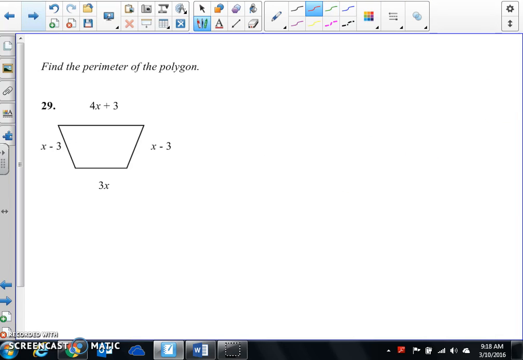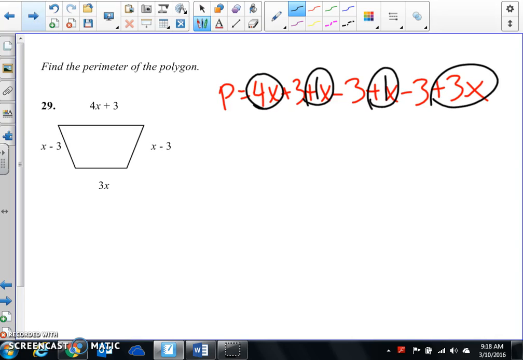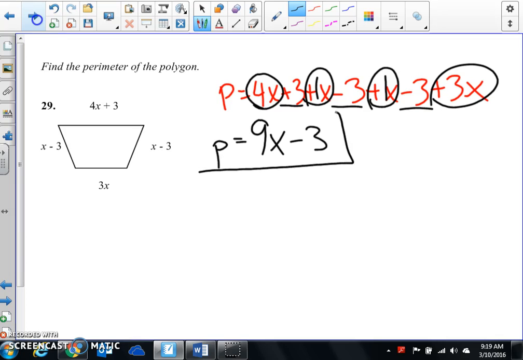And then finally, perimeter. Perimeter, you add up all the sides. So this is perimeter equals 4x plus 3 plus x minus 3 plus x minus 3 plus 3x. All I did was add up all the sides. Now I combine like terms. 4x plus 1x plus 1x plus 3x. So 4 plus 1 is 5, plus 1 is 6, plus 3 is 9x. Positive 3 minus 3 minus 3 is a negative 3. And that's my perimeter.